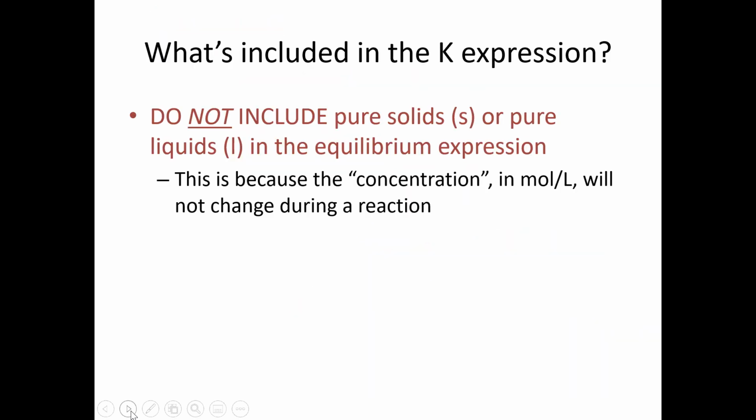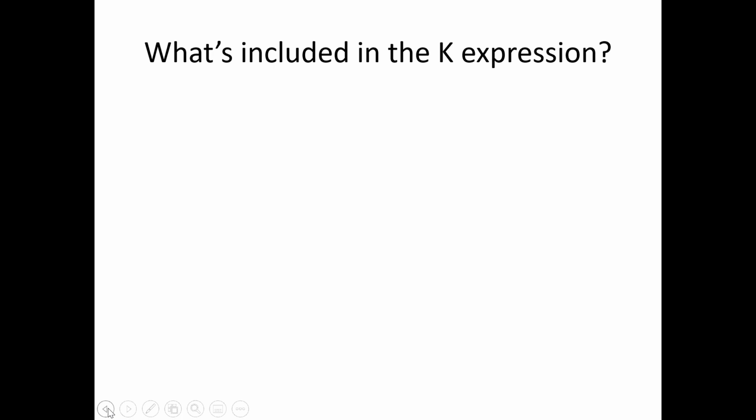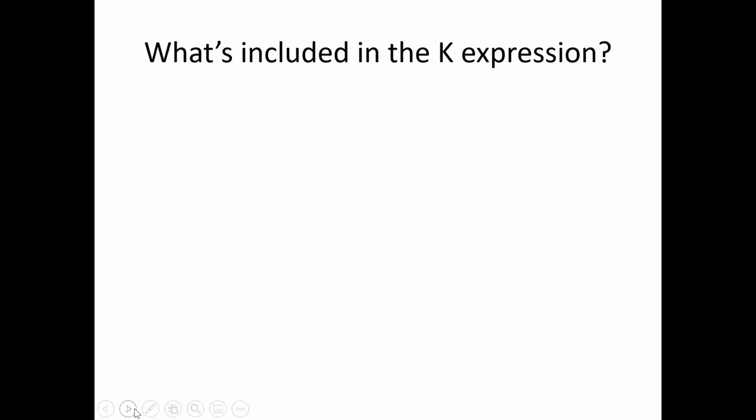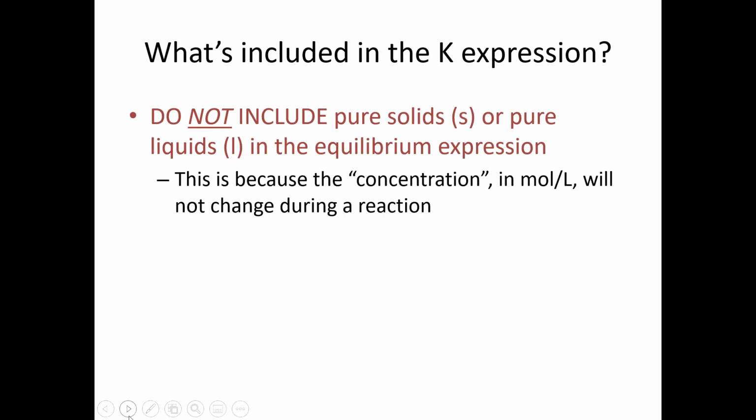And another interesting thing about the K expression is that we do not include pure solids or pure liquids. So we say that the K expression is products over reactants, coefficients become exponents, just like we were showing right here. But if one of these things is a solid or a liquid, it gets left out of the K expression. And that's because the concentration of a solid or a liquid does not change during a reaction. So if someone asks you, what's the concentration of water? You'd say, well, that's a weird question, right? And the concentration of water is not going to change throughout a reaction. So we leave those out of the K expression.